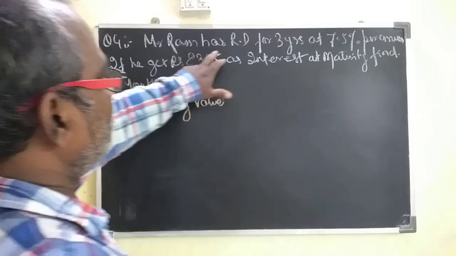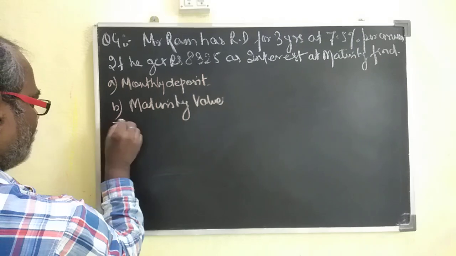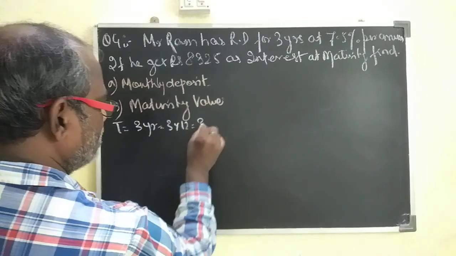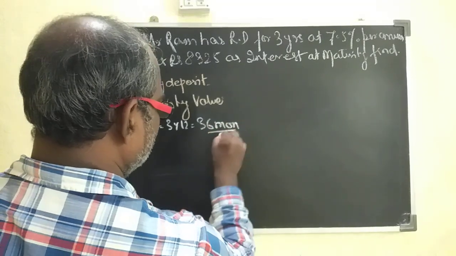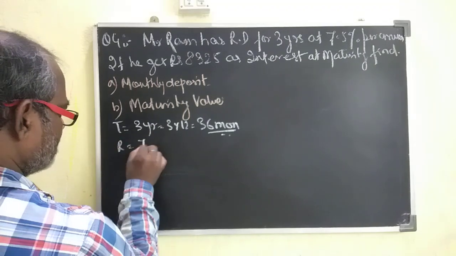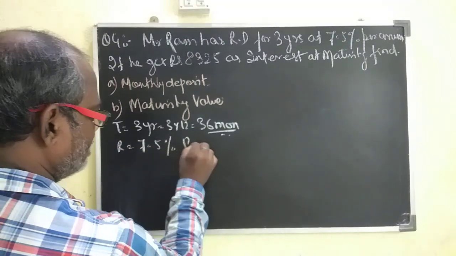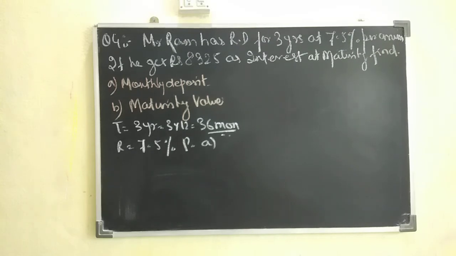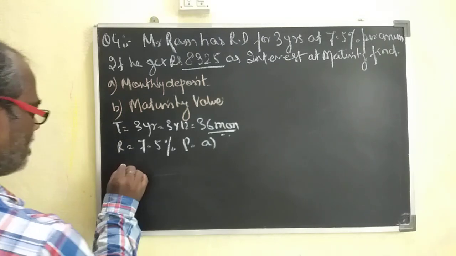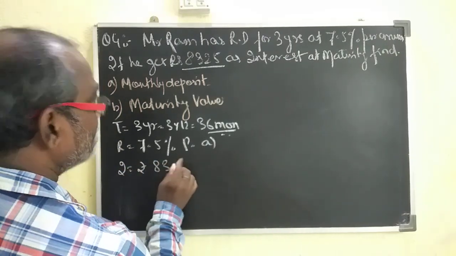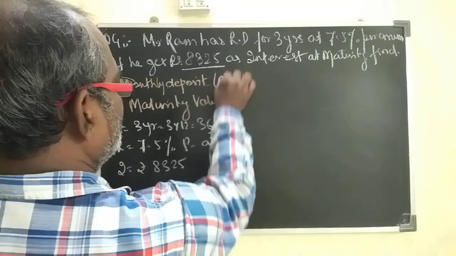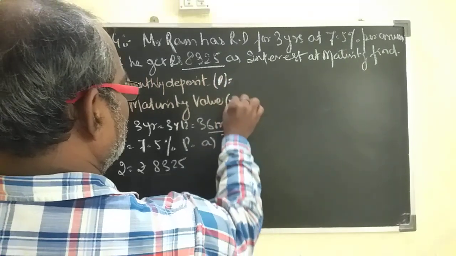Next question is, Mr. Ram has RD for 3 years. We have time equals 3 years equals 3 into 12 equals 36 months, at 7.5% rate, R equals 7.5% per annum. And he gets rupees 8325 as interest, I equals rupees 8325. We have to find out principal and maturity value.